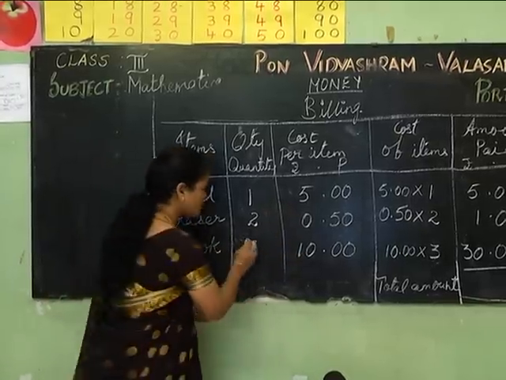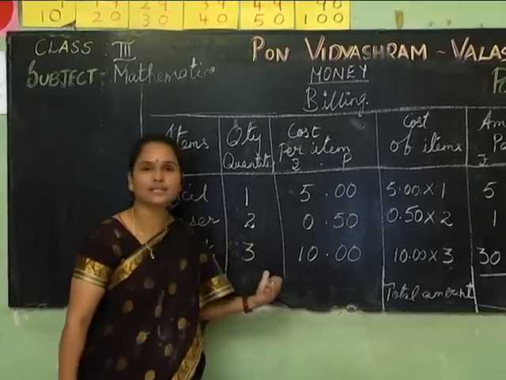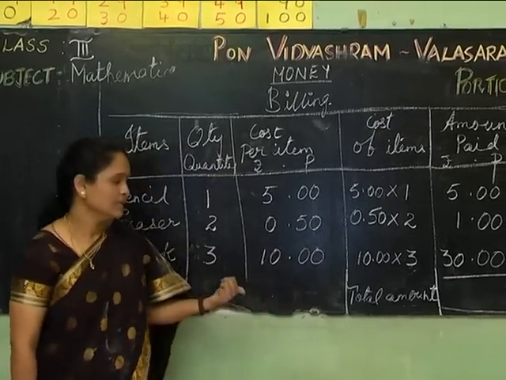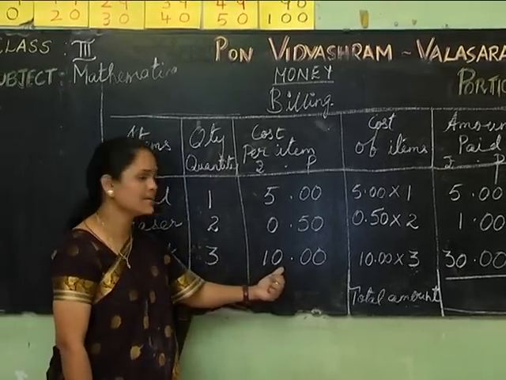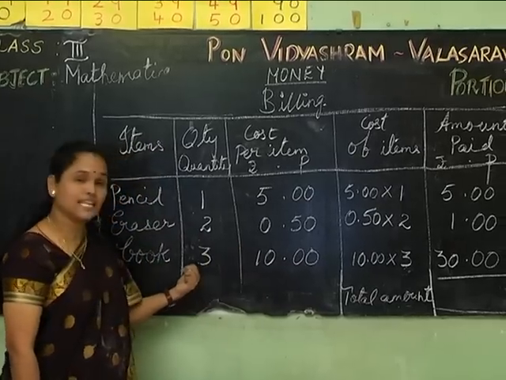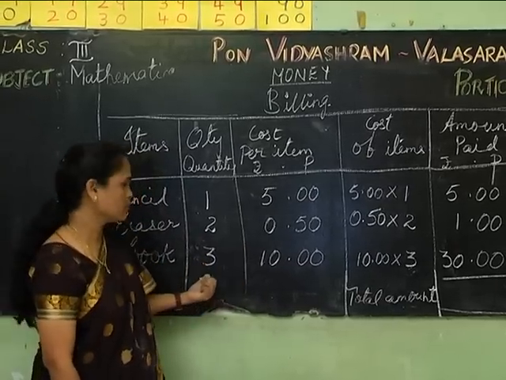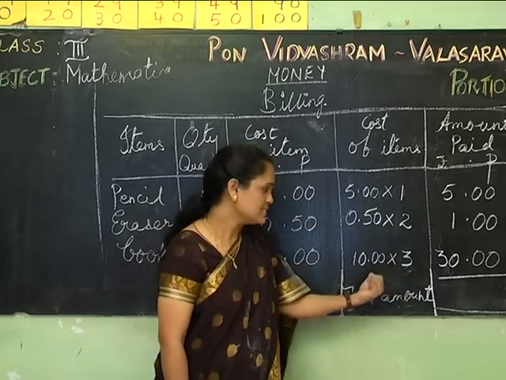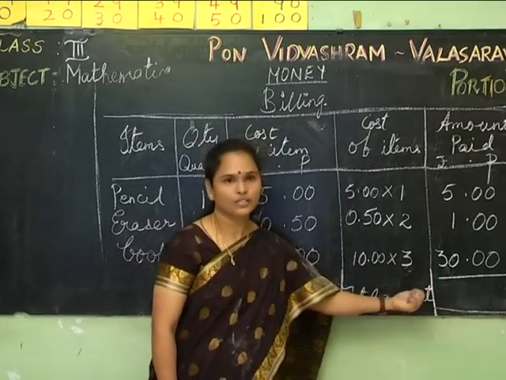You have to pay for all the 3 books, isn't it? The cost per book is 10 rupees. But you purchased 3 books, so you have to pay for 3 books. That is why 10 rupees into the quantity, which is 3. 10 into 3 is 30 rupees.